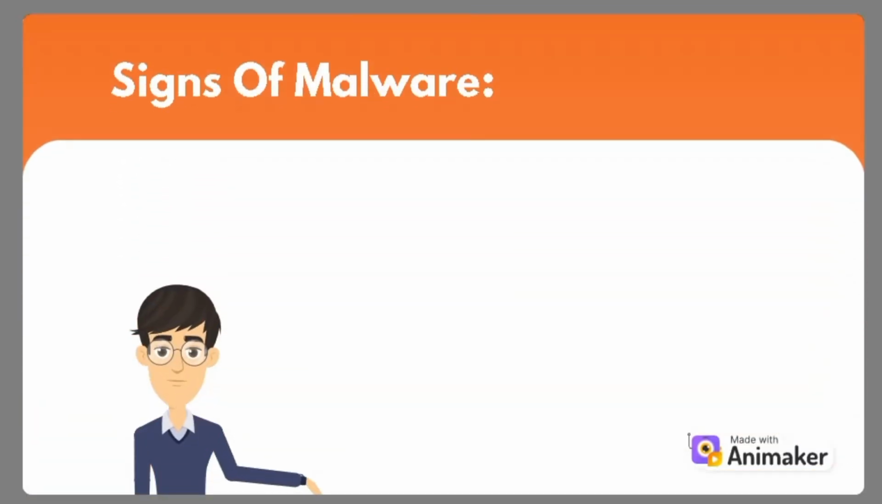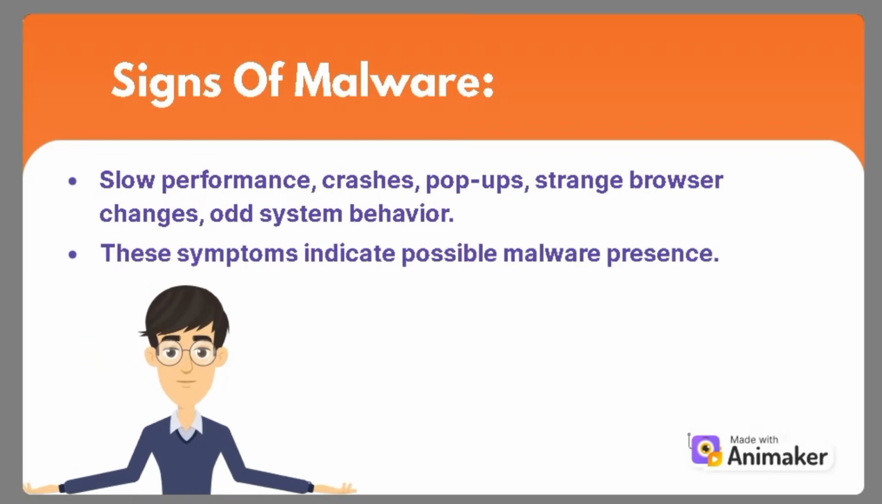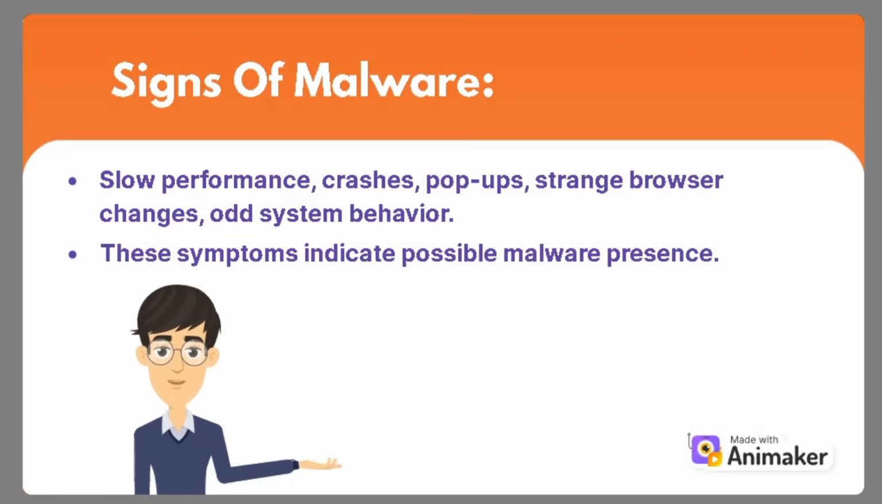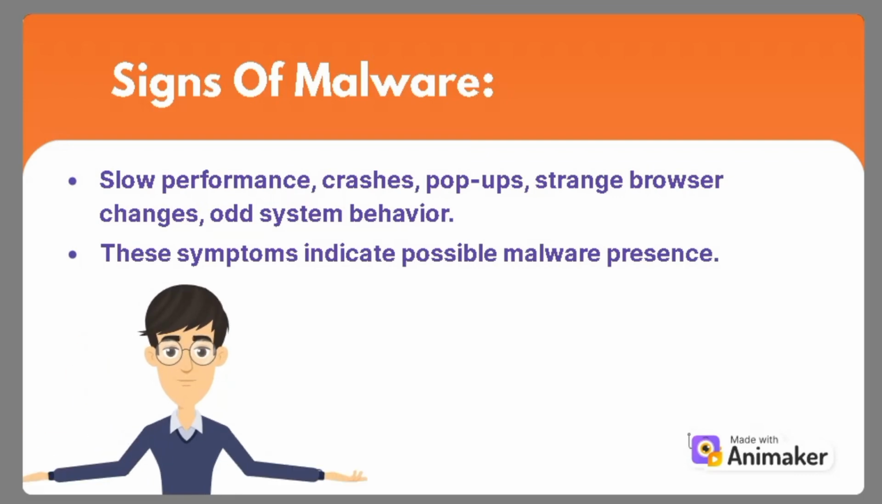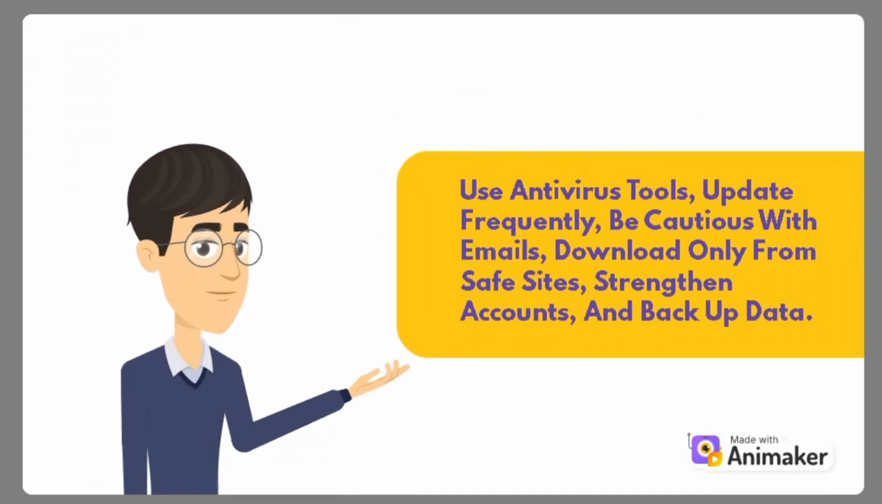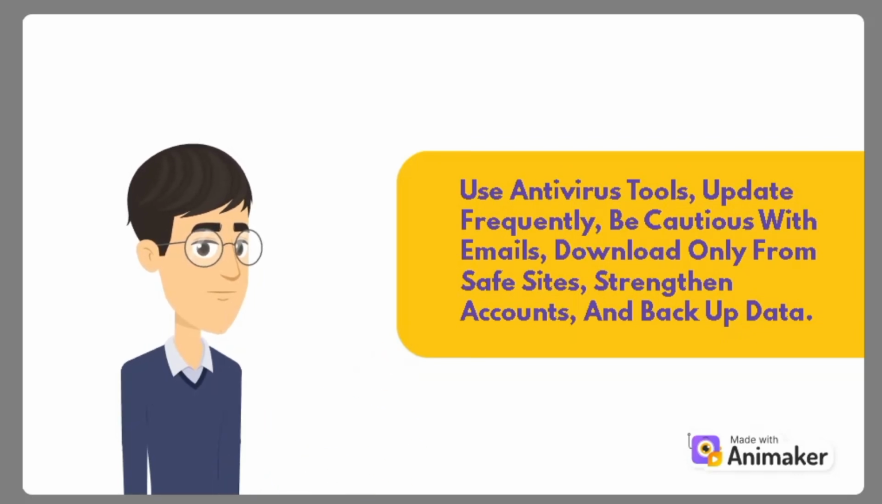What are the signs of malware? Having slow performance, frequent crashes, pop-up ads, strange browser changes, and odd system behavior. These symptoms indicate possible malware presence. How to avoid malware? By using antivirus tools, updating frequently, being cautious with emails, and downloading only from safe sites. Strengthen accounts and use backup data.